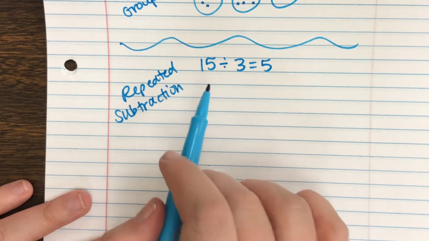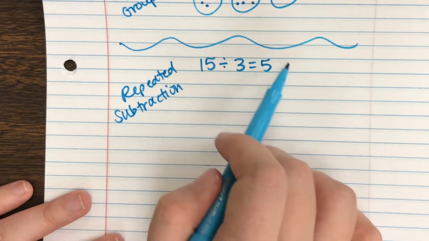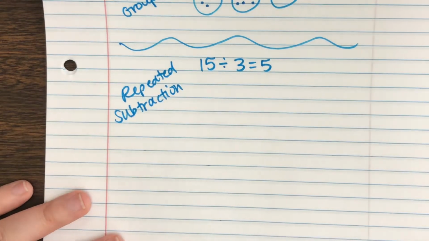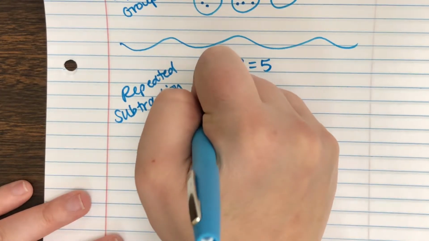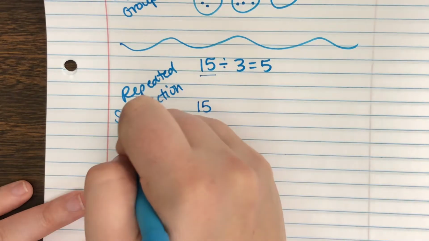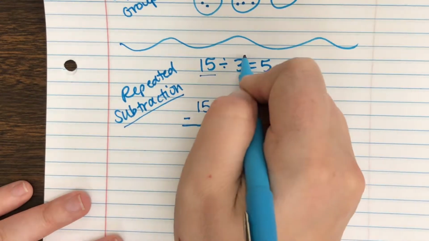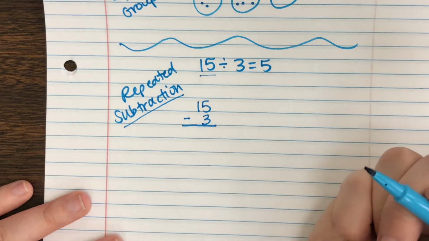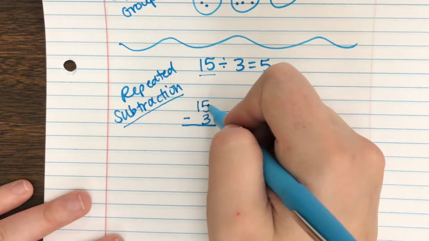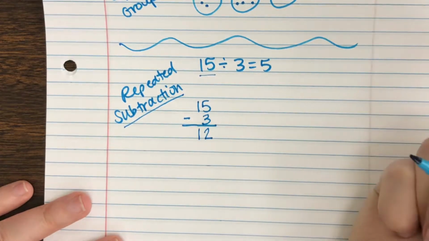So let me show you how we're going to solve 15 divided by 3 and how I got the answer of 5 using repeated subtraction. So first of all, you're going to take your big number, which is 15, and we're going to do just what this says. We're going to subtract. So I'm going to put a subtraction sign there. And what you're subtracting is the second number. So we're going to go ahead and subtract 15 minus 3. 5 minus 3 is 2. Bring down the 1. 12.